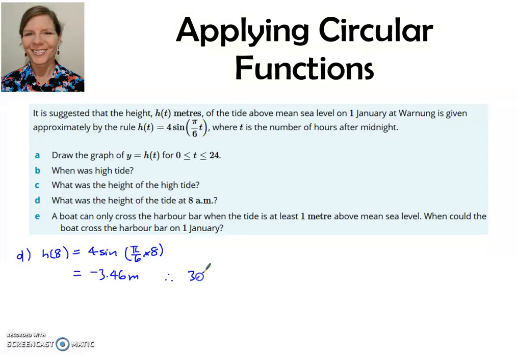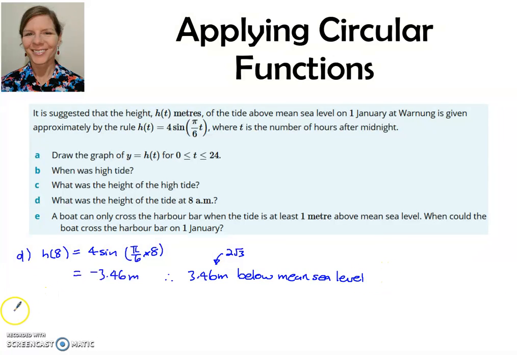is 3.46 meters below mean sea level. If you did this by hand, using your exact values, what you would have found was that this is 2 root 3. Okay, but if you're a harbour master and somebody says, what's the height of the tide going to be at 8 a.m. and you say it's going to be 2 root 3 meters, they're probably going to look at you funny. So in the context of this question, this makes more sense. All right, so it's 3.46 meters below mean sea level.